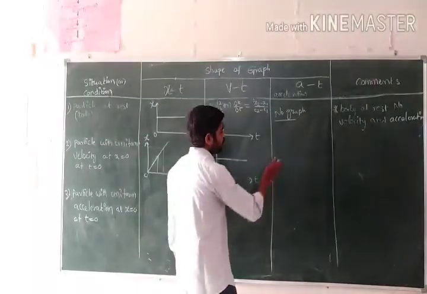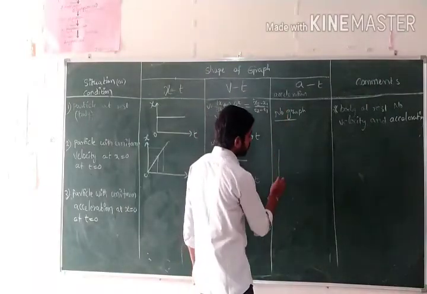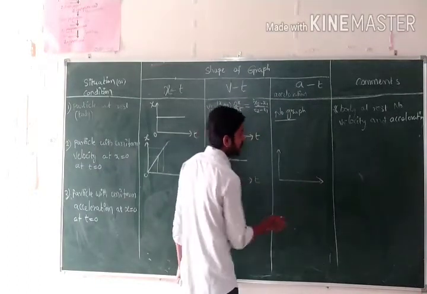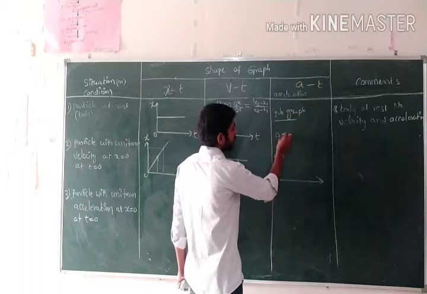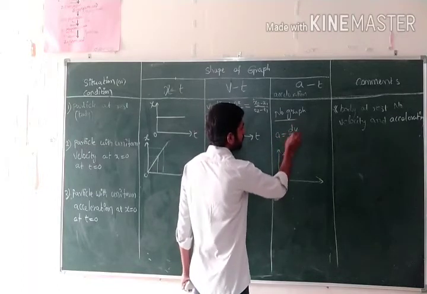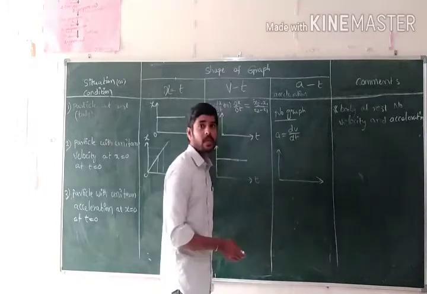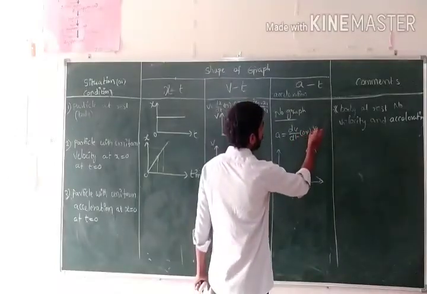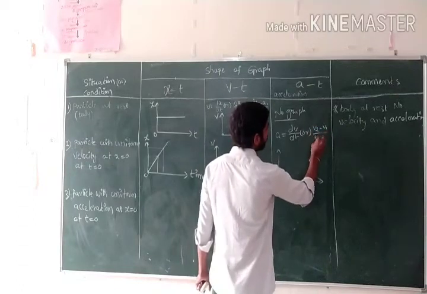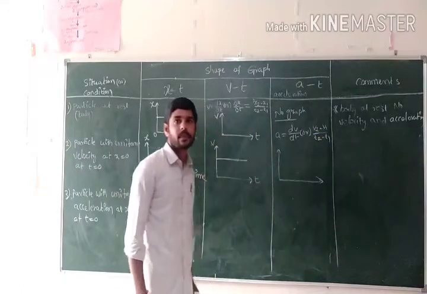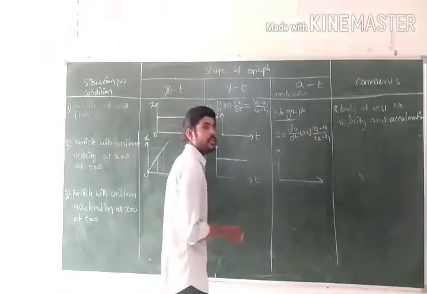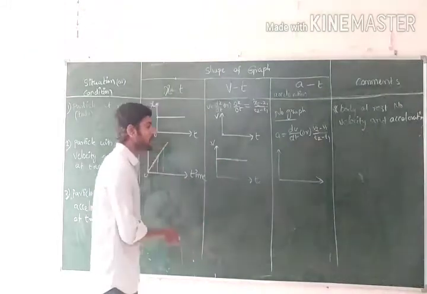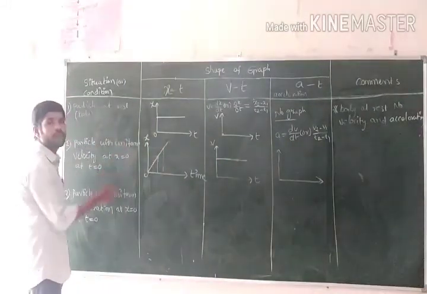Next case, similarly, acceleration versus time. What is acceleration versus time? What is the acceleration formula? We know acceleration is equal to the change in velocity by the change in time, or we can write it as v2 minus v1 by t2 minus t1. Okay, so how does velocity change? See here, velocity is constant. If velocity is constant, then we are taking the condition of uniform velocity.